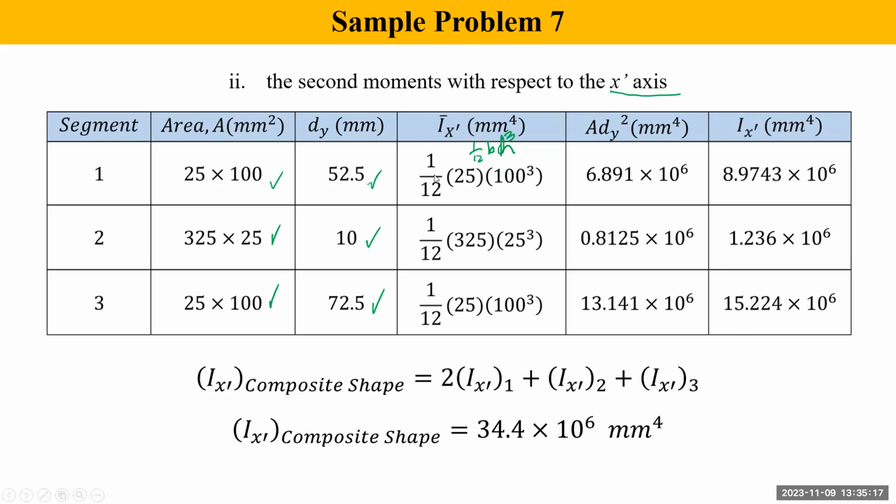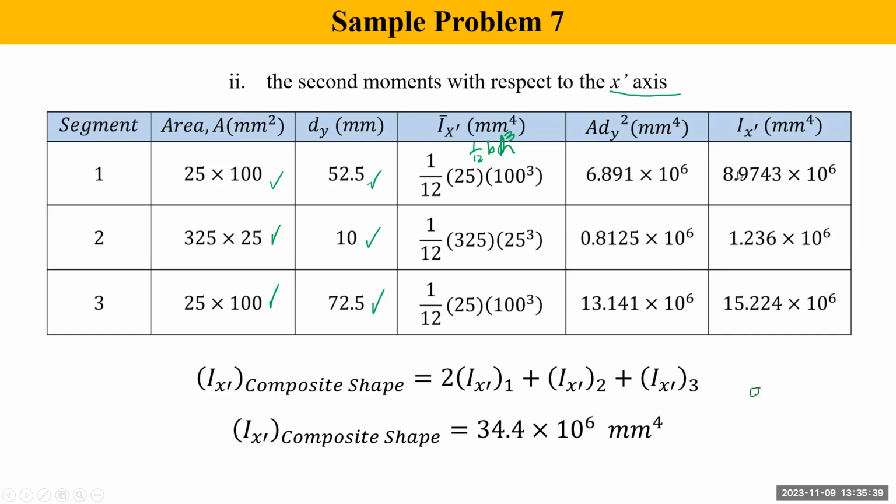The last section now, you're going to multiply your area times your d square, and you get this value here. And you do that for all of them. Area of this times dy square, and you get this value. This area again, which is the same thing up here, times this square.